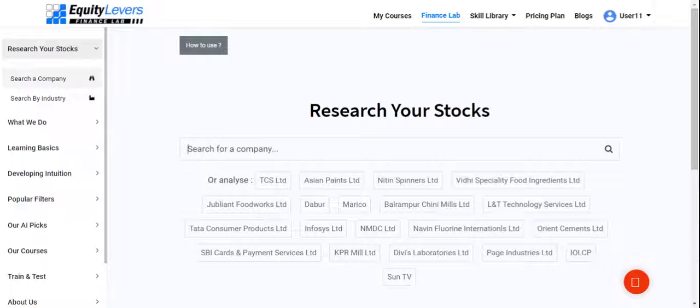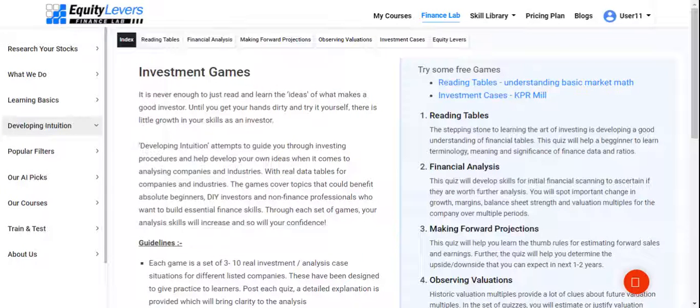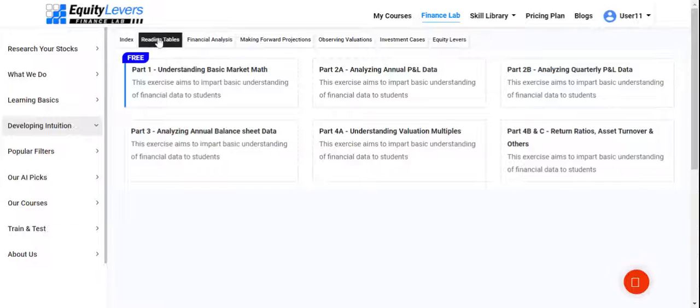With this finance lab, you can research on thousands of Indian listed stocks. If you are a beginner, we recommend you to go through our developing intuition section to learn how to go about analyzing a stock. At first, we cover various games on reading financial tables, as you will understand how the financial table looks, what are the different terminologies in it, the meaning and significance of various financial data and ratios.